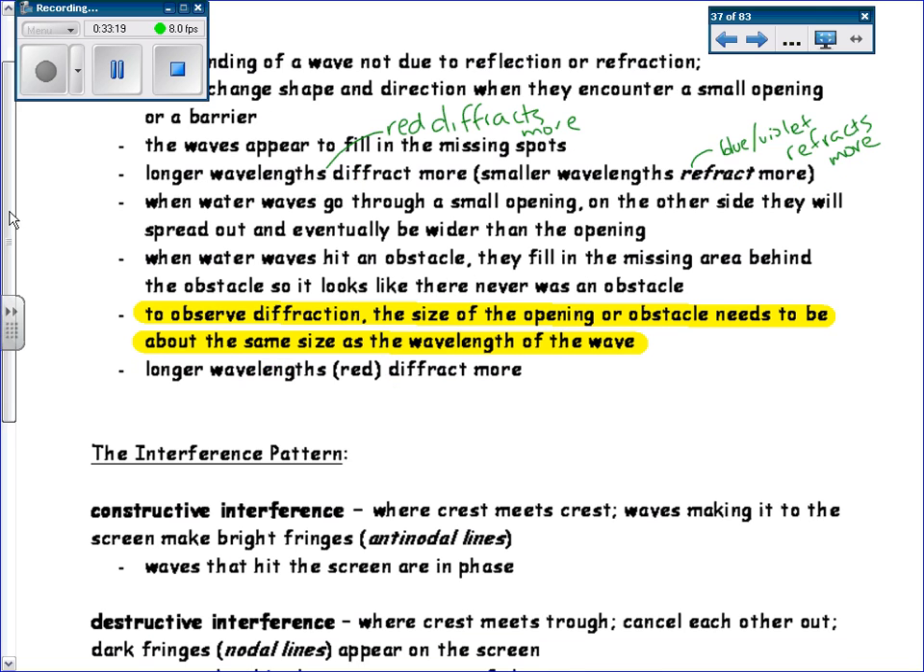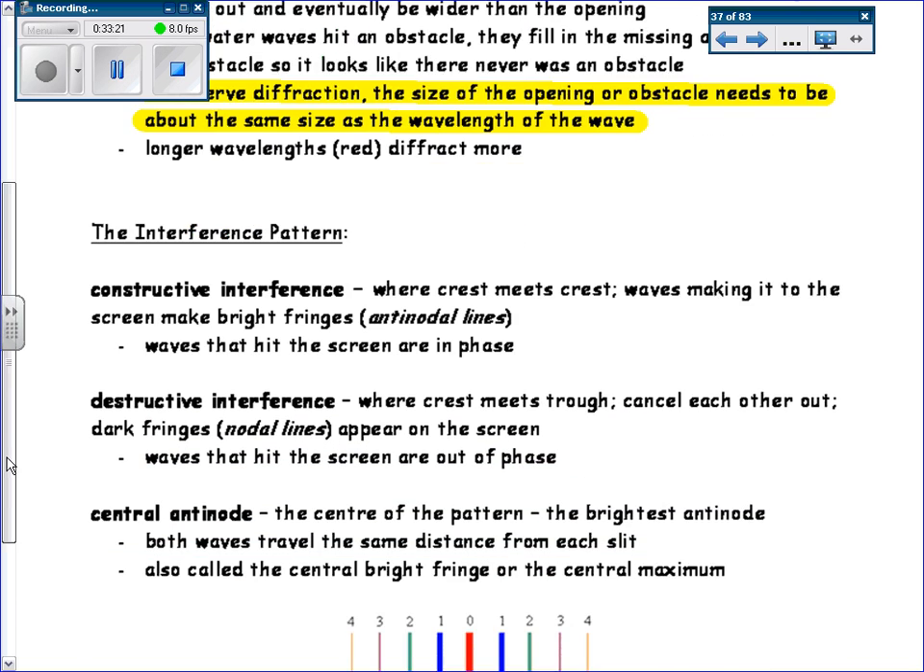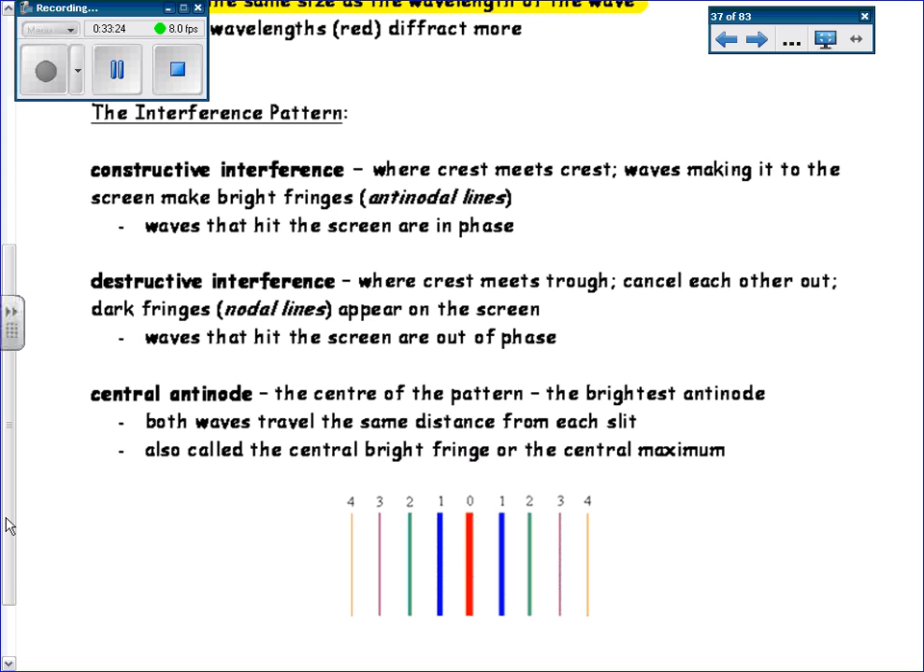Okay, and then I've already mentioned that here, with longer wavelengths, red diffracts more. Okay, now the actual interference pattern and the terminology that goes along with it. There's no real significance to the colors on there. It's just using colors to illustrate the different lines, but it's actually not even terribly physically correct in terms of what the colors are. But this is an interference pattern where the center one, the 0, is the brightest spot. So that's the central antinode. It's the center of the pattern, and it's the brightest antinode.